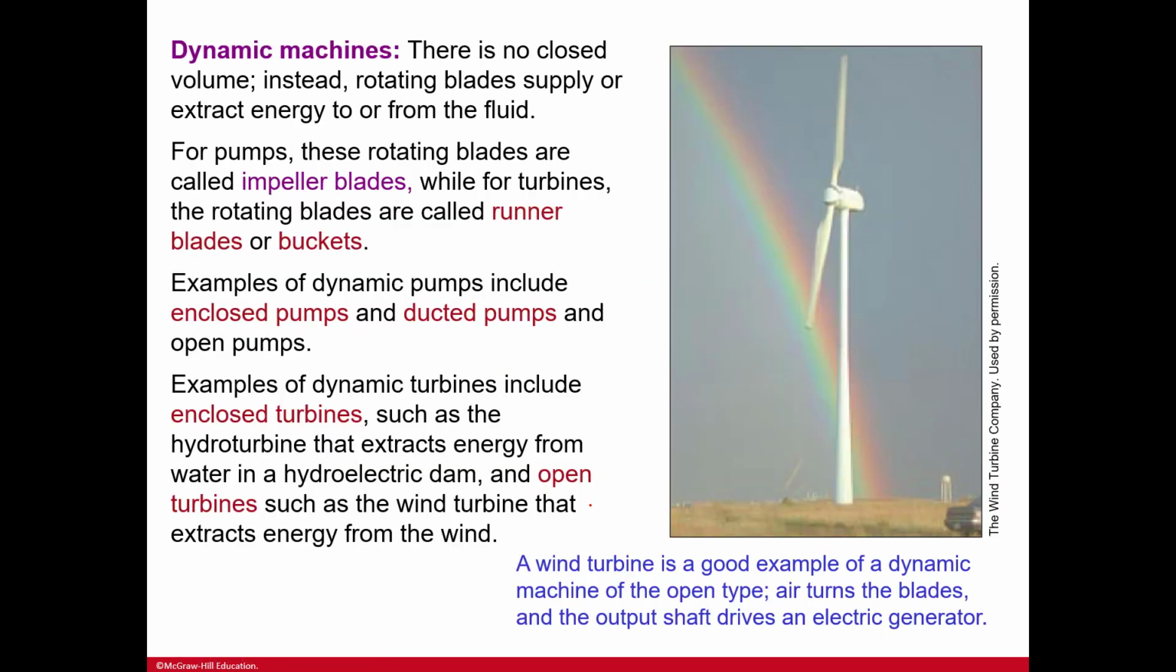For pumps, these rotating blades are called impeller blades, while for turbines, the rotating blades are called runner blades or buckets. Examples of dynamic pumps include enclosed pumps, in-duct pumps, and open pumps. Examples of dynamic turbines include enclosed turbines such as a hydroturbine that extracts energy from water in a hydroelectric dam, and open turbines such as the wind turbine that extracts energy from the wind.